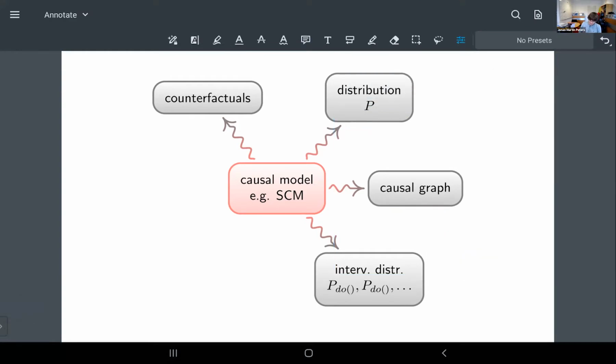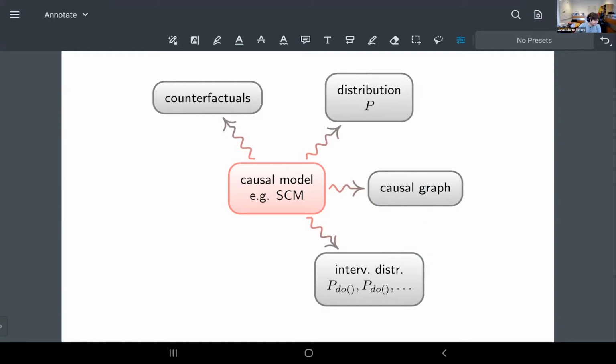Now, another question is, maybe you don't even know the causal graph. Maybe there is no domain expert that tells you what the ground truth is. And then the question is, if we only have data from the distribution, can we somehow infer something about the causal structure? And maybe we don't only have observational data, but we also have a bit of interventional data. So going from the distribution P and the interventional distributions to the causal graph, this is another question that is studied. This is often called causal structure learning or causal discovery. So we will also touch a bit on that.